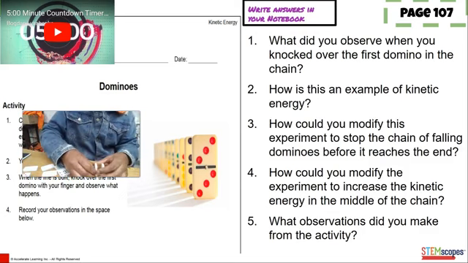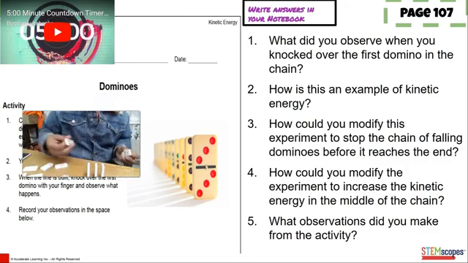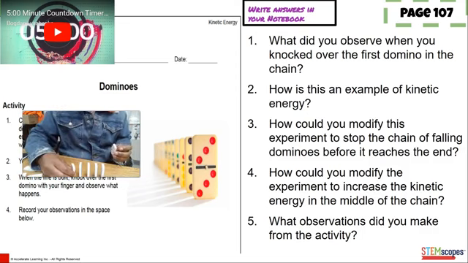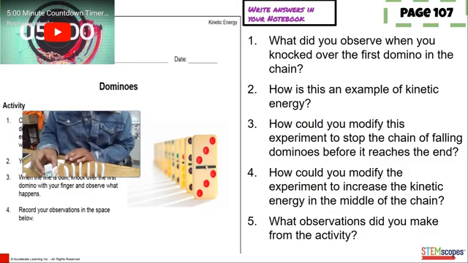So the idea of this, if you read on page 107, you're supposed to set up some dominoes in a line, kind of the way that you see here. Now, it doesn't matter if it's curved or straight. So you could do a little bit of this or that, right? And your objective is to knock them all down.